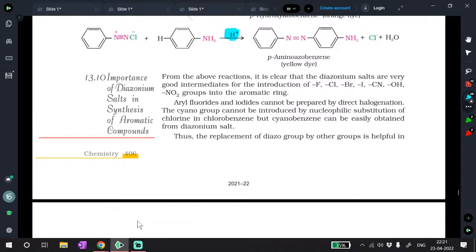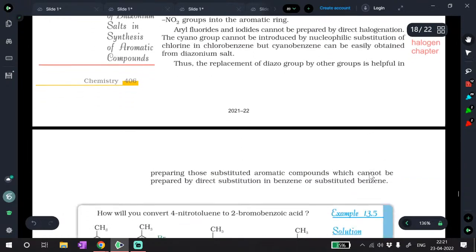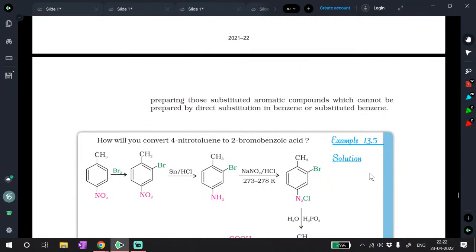So throwback to the halogen chapter. We cannot add three NO2 groups directly, but with diazonium chloride salt things are easier. So replacement of the diazo group by other groups is helpful in preparing those substituted aromatic compounds which cannot be prepared by direct substitution in benzene or substituted benzene.